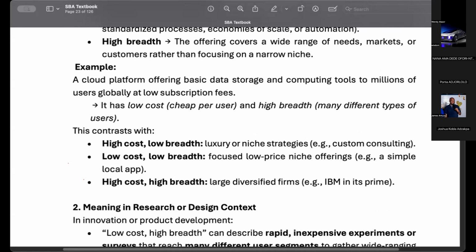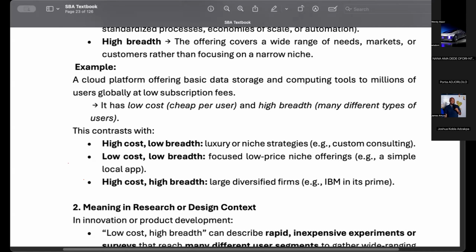Now, what happens is that the cloud platform has a low cost, and is quite cheap per user. They charge $3 per month per person. But it can serve so many different types of users. Different people can come and use it because at the end of the day, the cost is very minimal. So with $10, somebody can own his own data cloud platform with certain data elements optimized for his use, and he can go ahead and use it to store whatever information he wants.